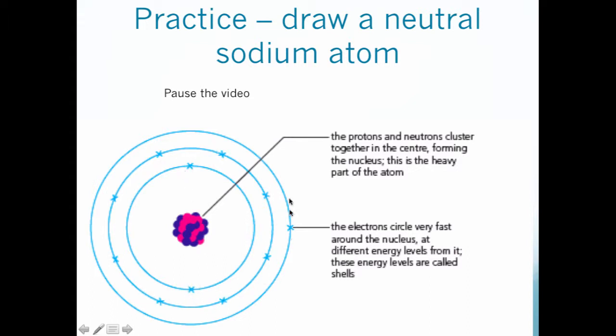Take a look at this. You're going to have 3 different circles, and we call them shells. So 3 different shells. The first one has 2 electrons, the second one has 8, and the third one has only 1.